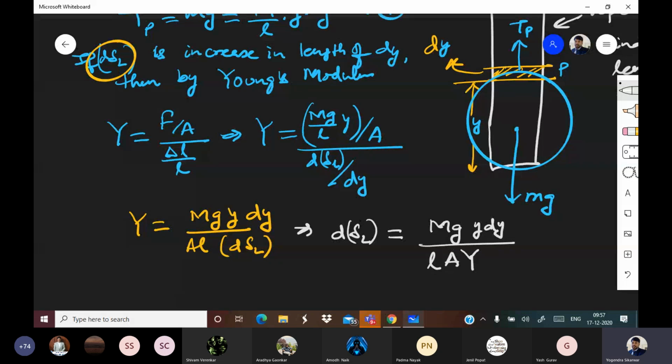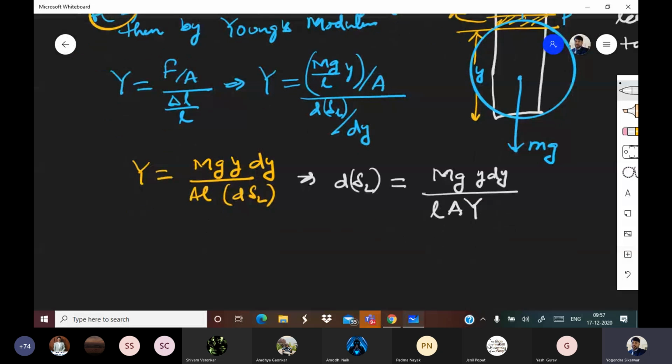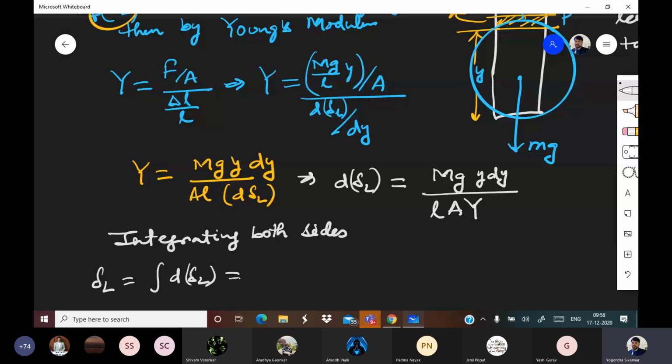As I already told you, capital Y is Young's modulus. It's a constant. It's not variable. Mind it. Small y is a variable. So integrating both sides, delta L will be integration d delta L is equal to, now M is constant, G is constant, L is constant, Y is constant. What is left? y dy. And limit is from 0 to L.